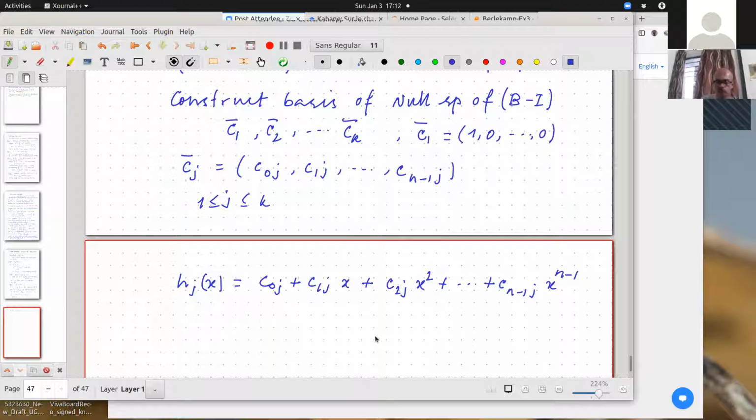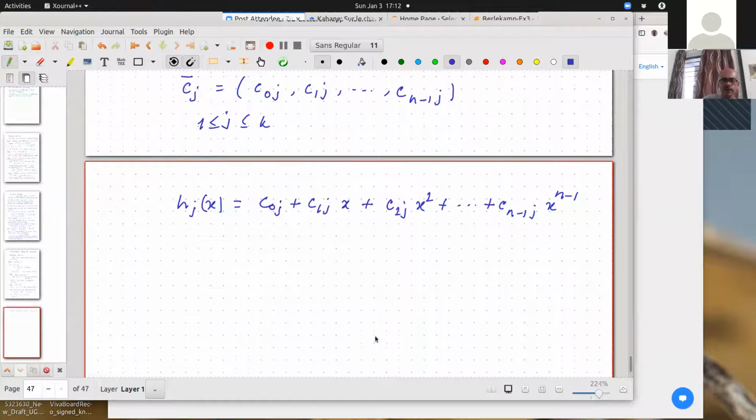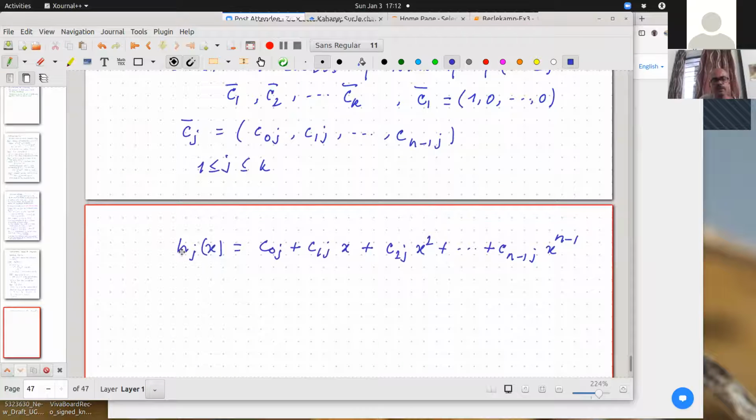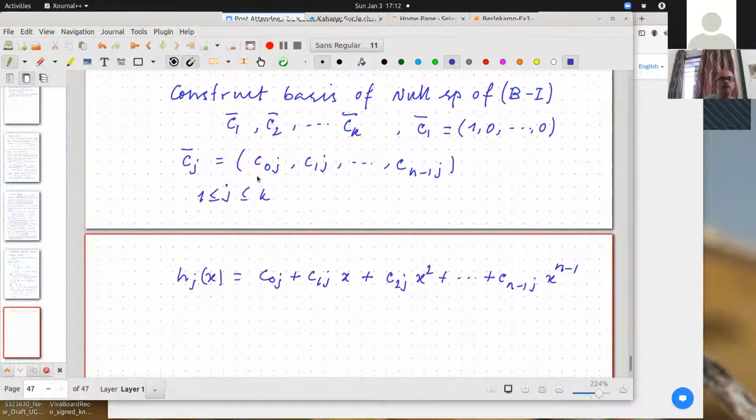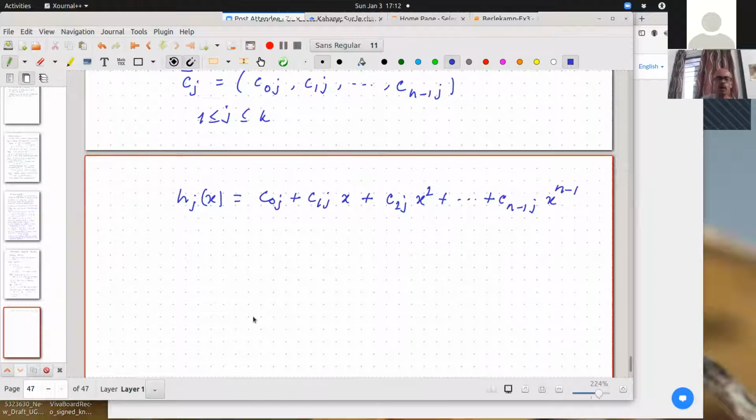So we write down this polynomial. And what we have seen yesterday is that these polynomials are f reducing, except for the first one. The first one is a trivial polynomial, it's just one, because for j equal to 1 we get just these vectors, so that's a constant polynomial, namely just 1. And all others work as f reducing polynomials.